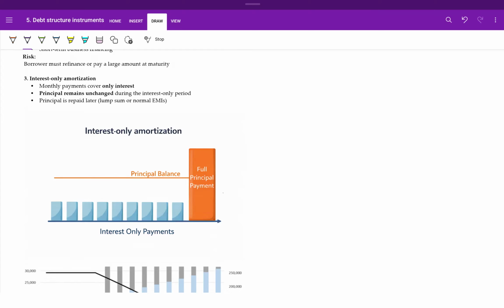The principal is actually repaid later, either as a lump sum or in normal EMIs after the interest-only phase. So initially you only pay the interest and then you pay the principal. So this will actually increase the tenure of your loan.